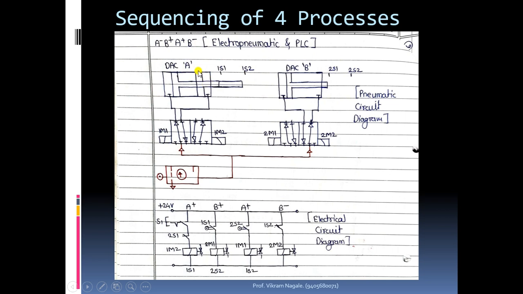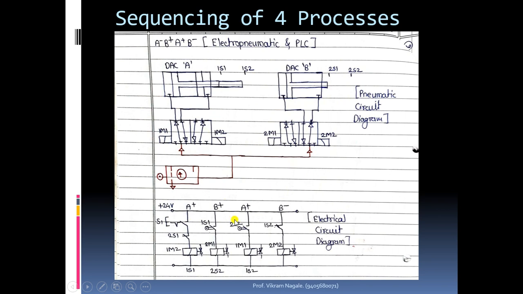So cylinder A piston is at the extreme right side and the rod end is at 1s2, and the rod end of B is at 2s1, 2s2 is unpressed. So here the solenoids are as it is. This is a solenoid circuit diagram.